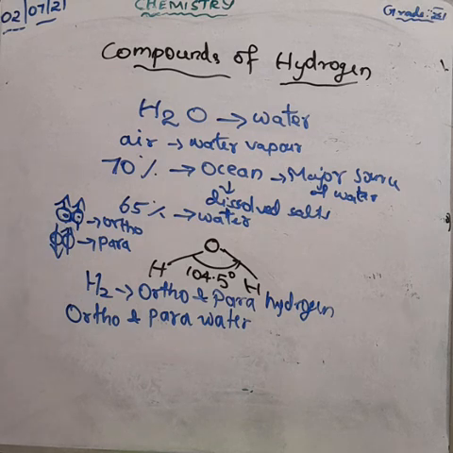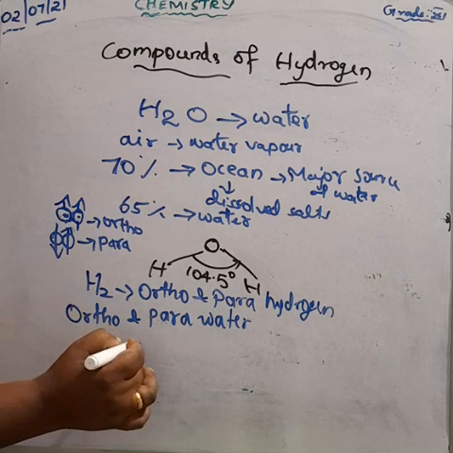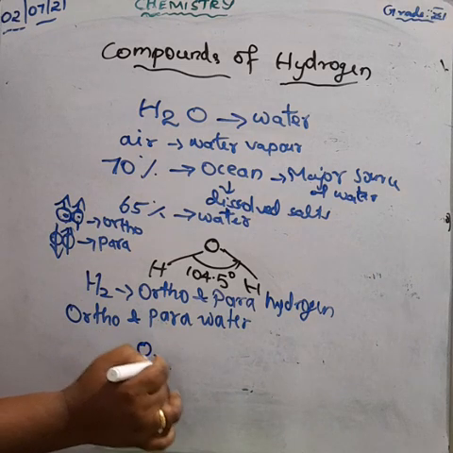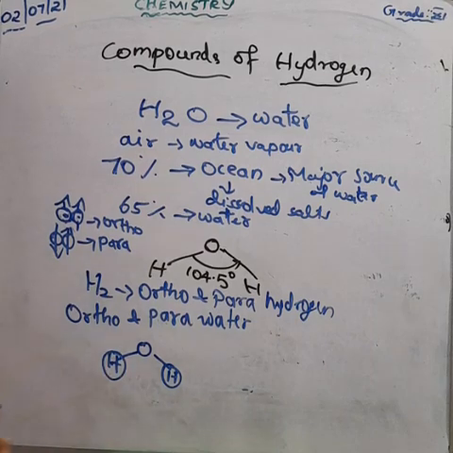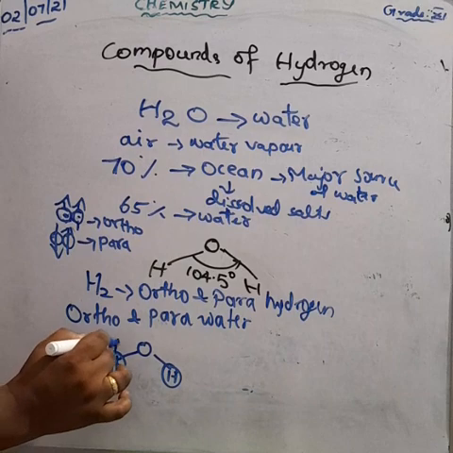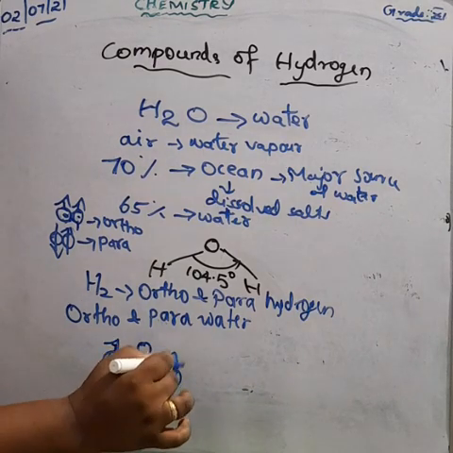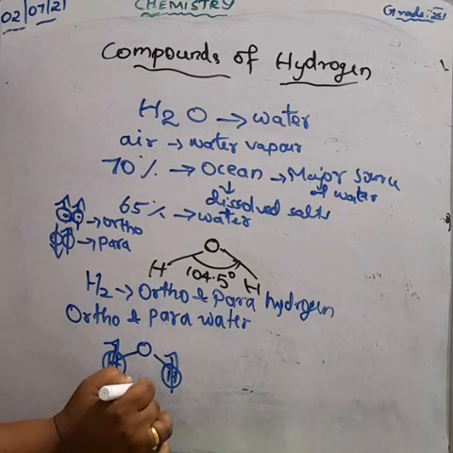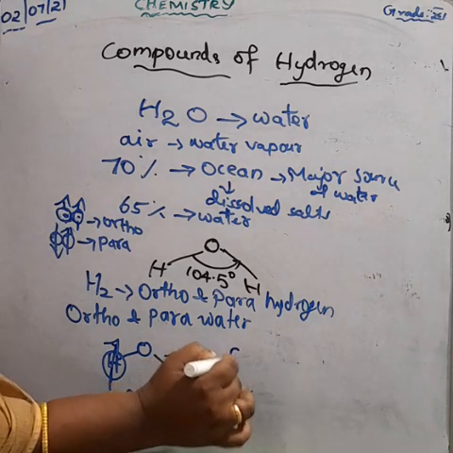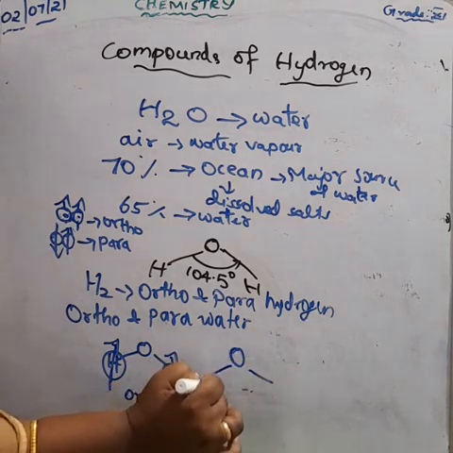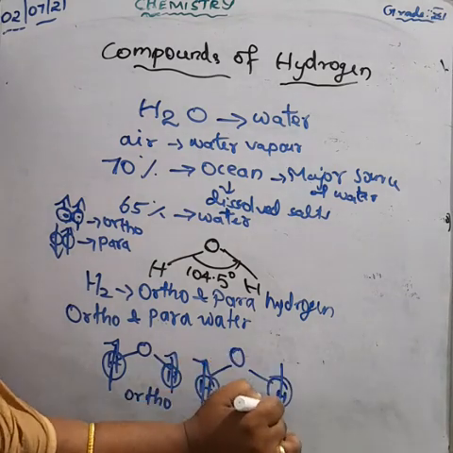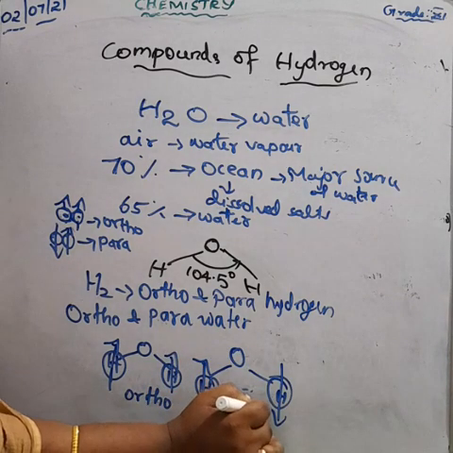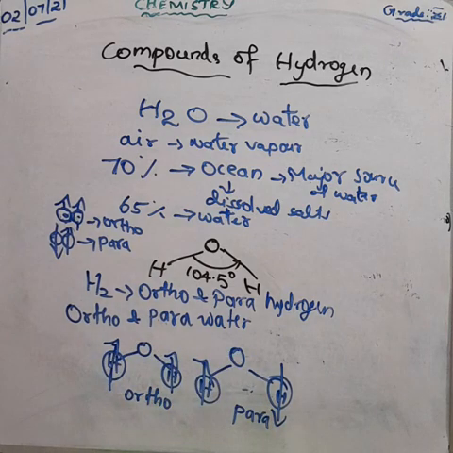Like that, here in water also, when oxygen combines with two hydrogen atoms, these two hydrogen atoms can form ortho and para. Orthoform means two hydrogen atoms spinning in same direction. Paraform means two hydrogen atoms spinning in opposite direction, that is called para water. Okay, ortho water and para water. These are about the introduction about the water.